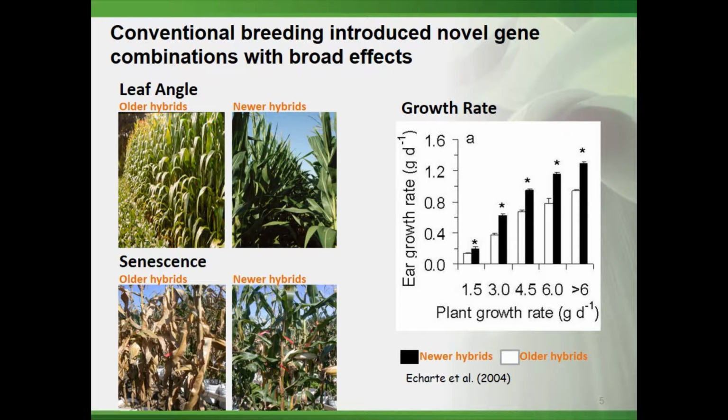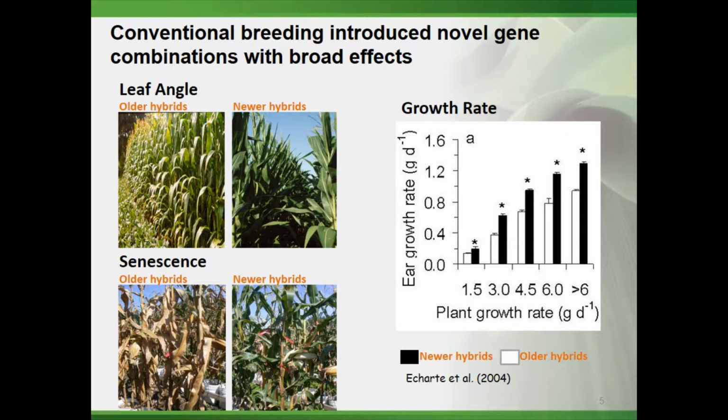There are other changes that are more complex. For example, growth rate. Growth rate is a very complex trait, and usually it's governed by many different genes. But what we saw is that the newest hybrids always show a much increased growth rate during late vegetative stages compared to the older hybrids, and it also leads to increased ear growth rate, which correlates directly. What that allows is to establish a larger sink potential in the newest hybrids.